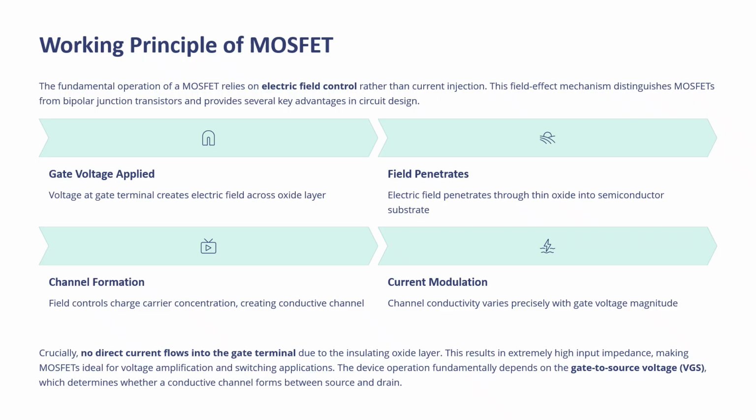Crucially, no direct current flows into the gate terminal due to the insulating oxide layer. This results in extremely high input impedance, making MOSFETs ideal for voltage amplification and switching applications. The device operation fundamentally depends on the gate to source voltage VGS, which determines whether a conductive channel forms between source and drain.